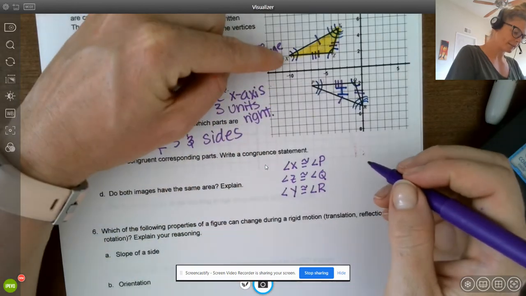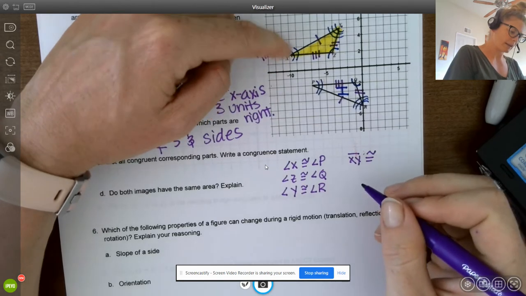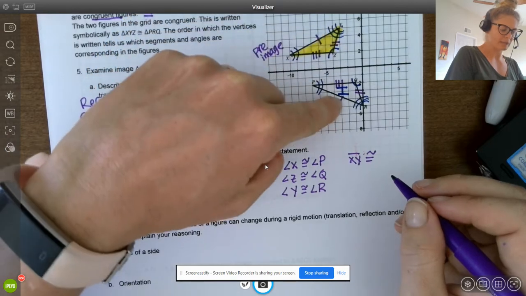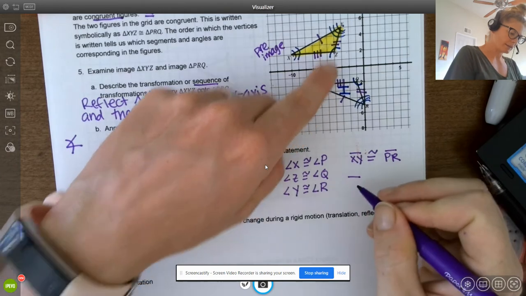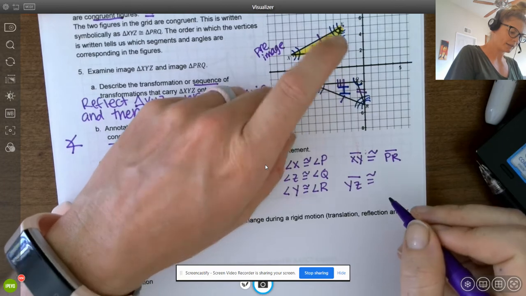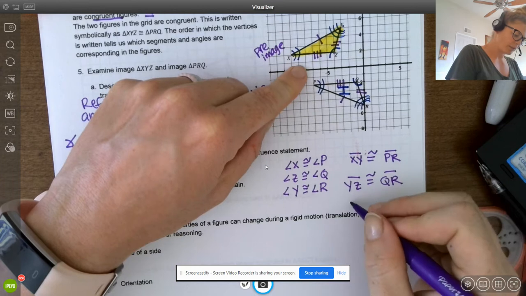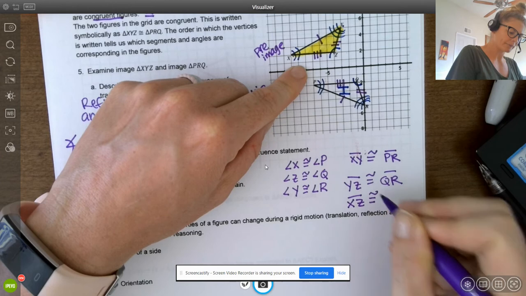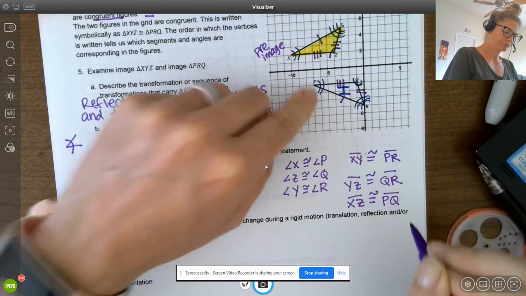So now let's look at our corresponding side lengths. Segment XY is congruent to segment PR, since that's the one we dashed with a 1. Segment YZ, which has 2 dashes, is congruent to segment QR, which also has 2 dashes. And with 3 dashes, segment XZ, which we can also call ZX, is congruent to segment PQ.